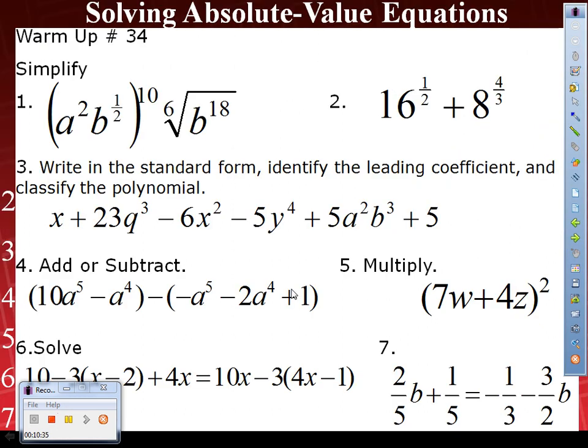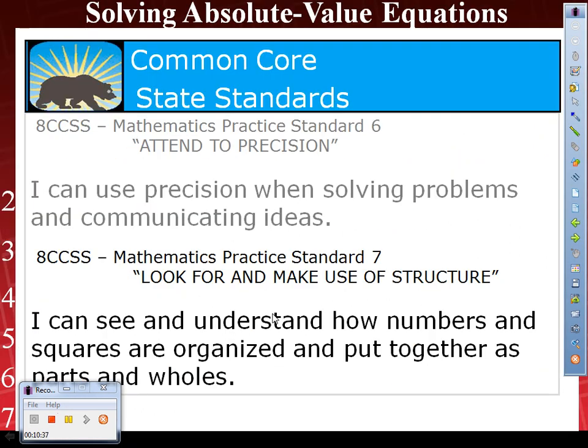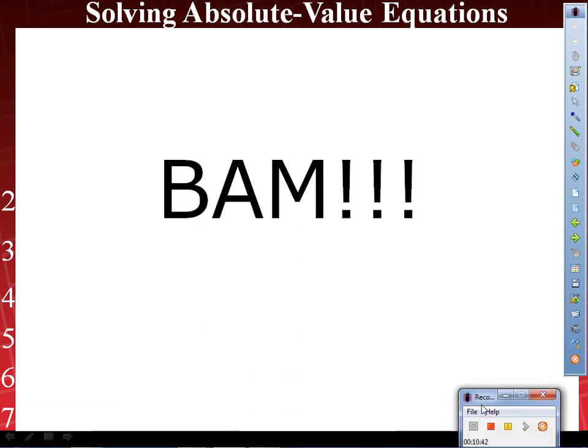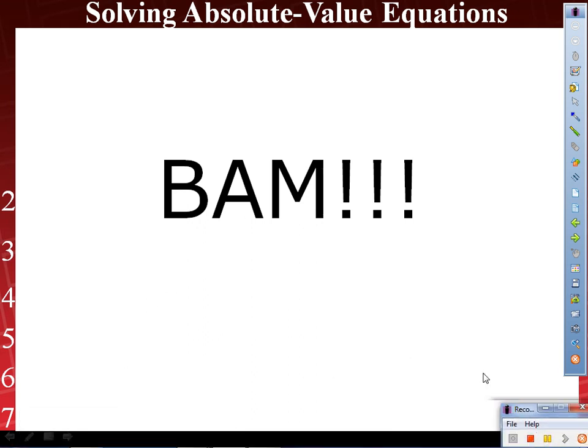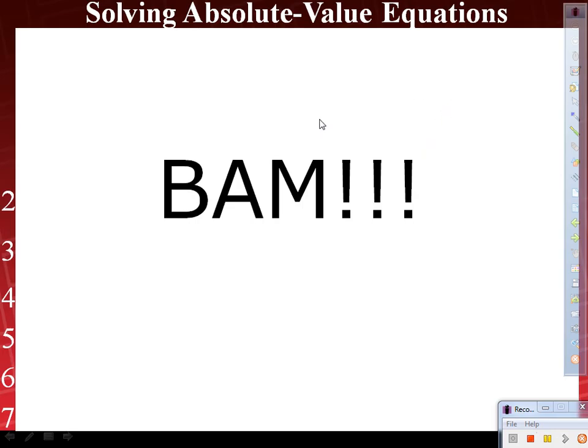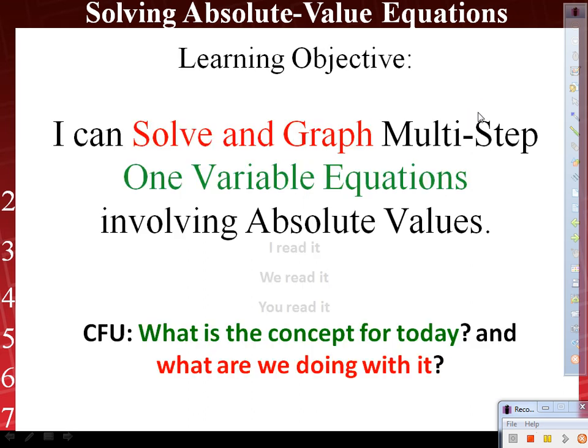All right, so let's get a Cornell note in front of us. Today is going to be our last lesson on one variable equation. Moving on to funner stuff. That one we're going to continue tomorrow. Our objective for today is solve and graph multi-step one variable equations involving absolute values. Can you name the main concept that we're still on, please?